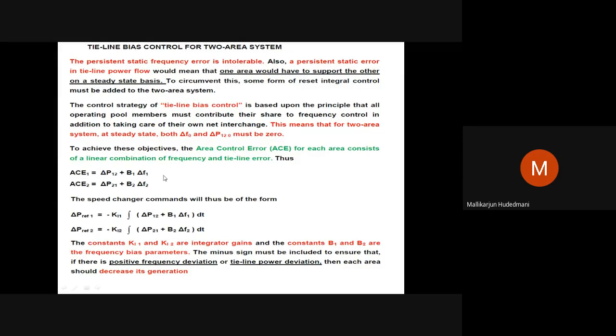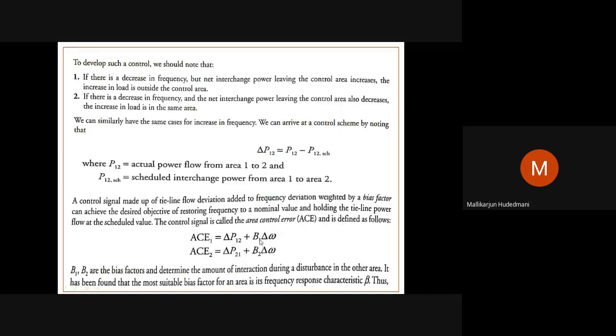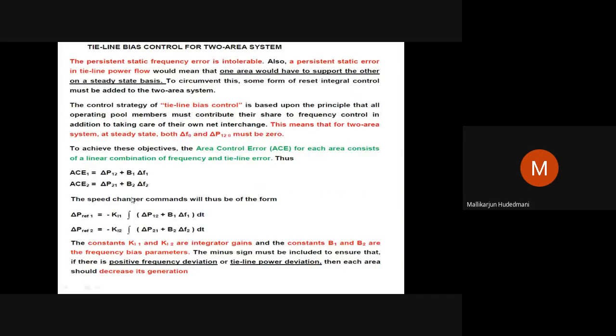This is the meaning of ACE. ACE now becomes the infinitesimally small mismatch of power among the interconnected areas plus the frequency tie-line bias of that area. So beta 1 into deviation and delta P21 of the second area plus B2 into delta F. The same equation I referred to here from Dr. K. Umarao's textbook. This is from another presentation.